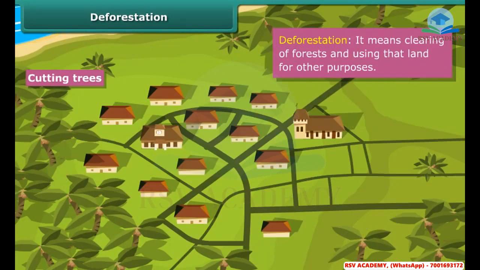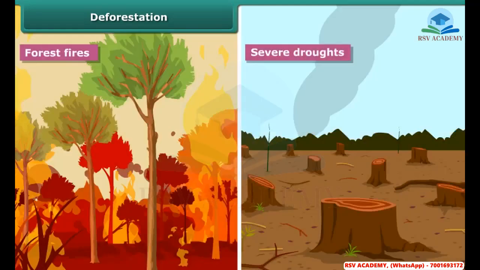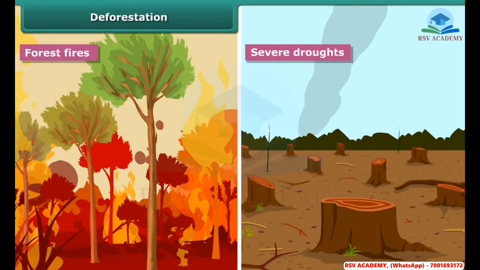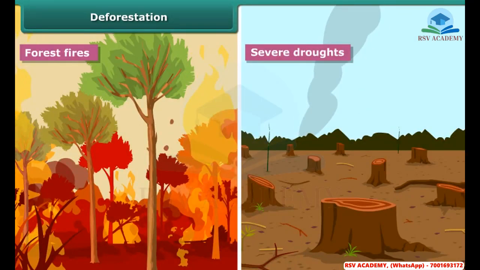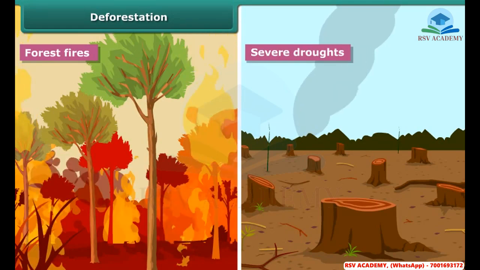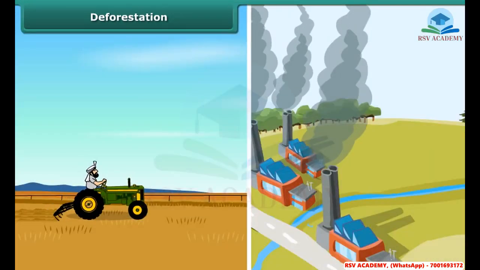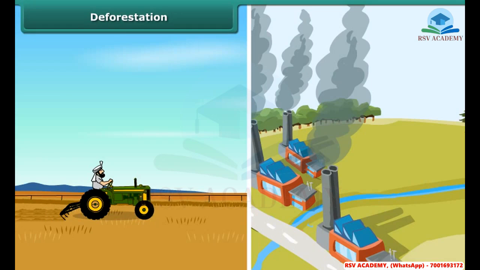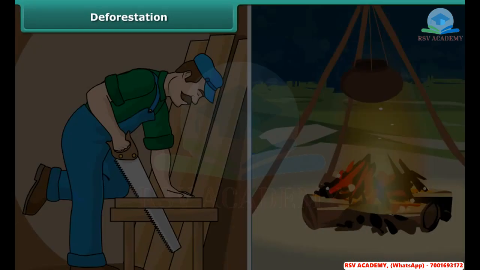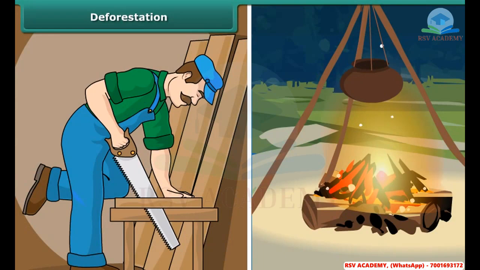Some natural causes of deforestation are forest fires and severe droughts. Man-made causes of deforestation include cutting of forest trees for purposes like procuring land for cultivation, building houses and factories, making furniture, or using wood as fuel, etc.